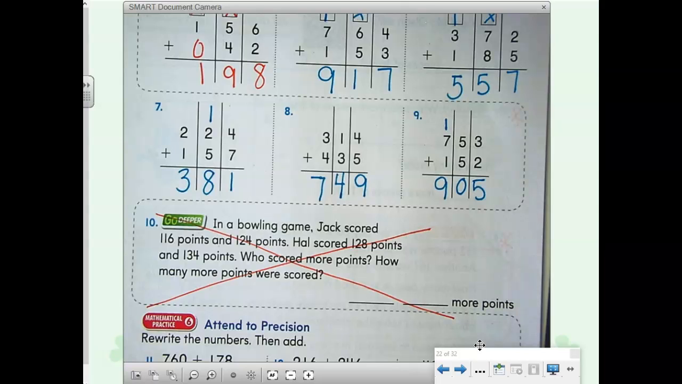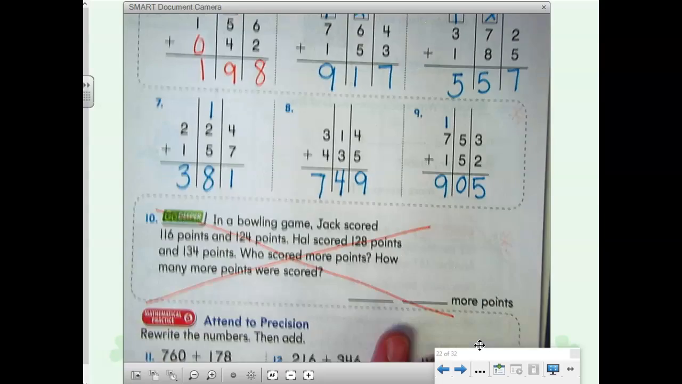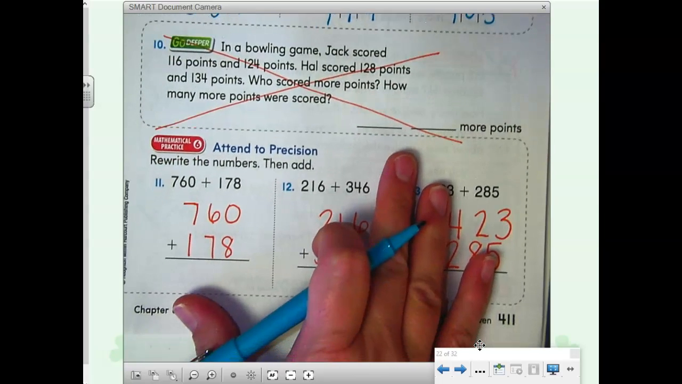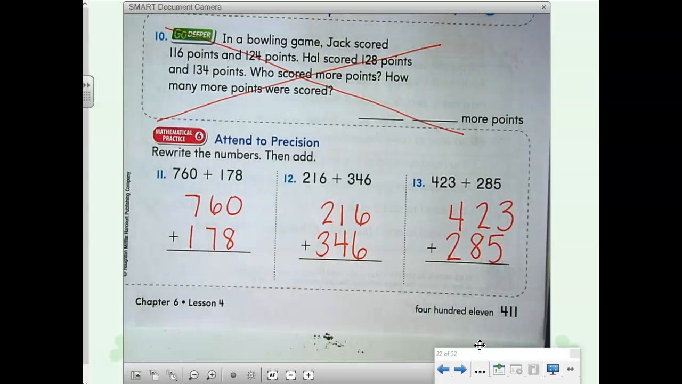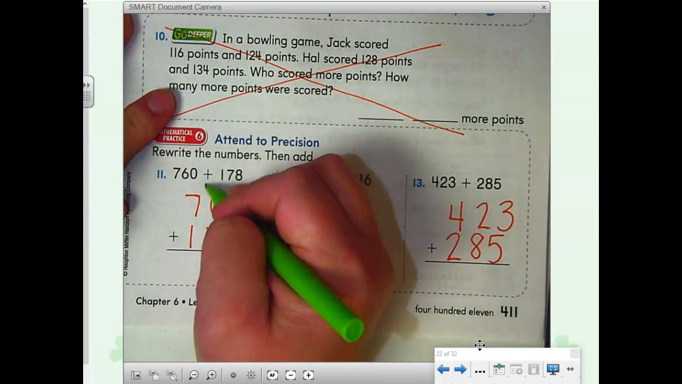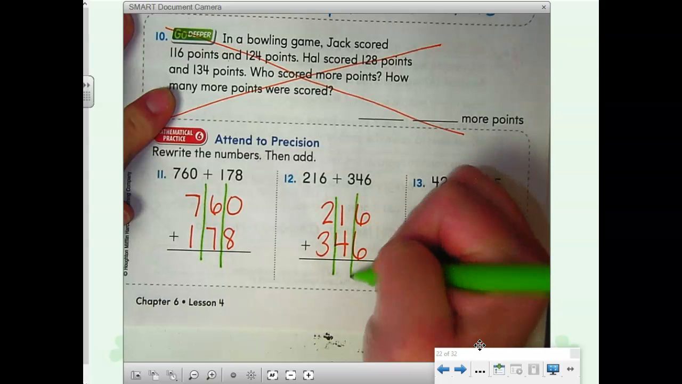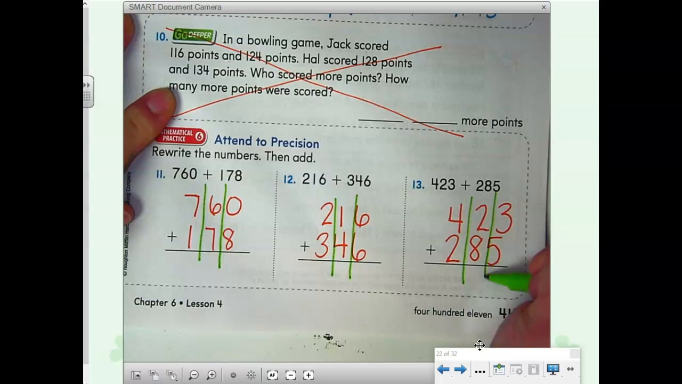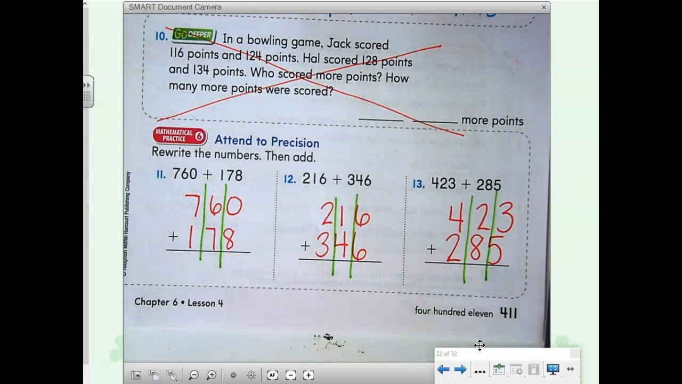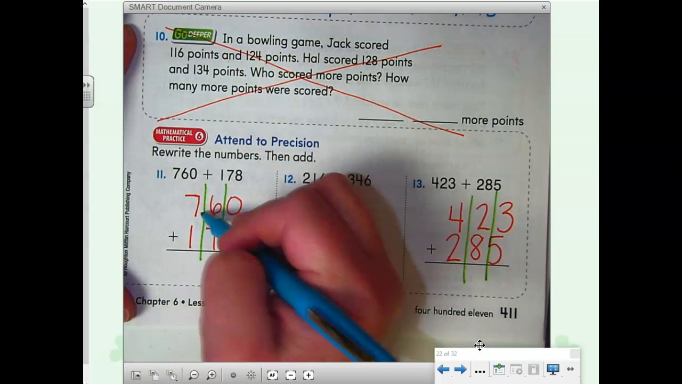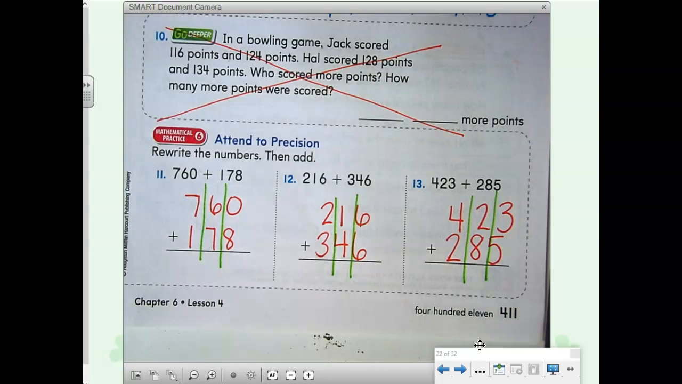All right. Let's check your problems at the bottom. Go down to number 11. You are to rewrite the problems vertically. That means up and down. All right, you can, if you want to, divide them, so you have your hundreds, tens, and ones divided correctly. That's why it's important to line them up. Then you can add.